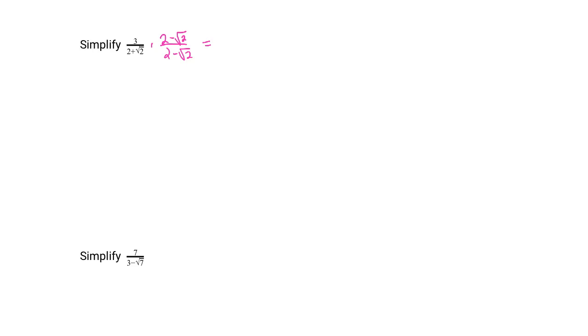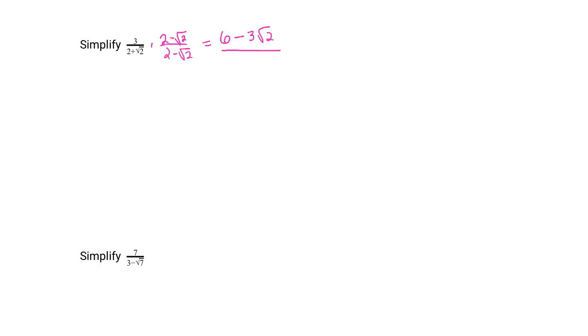Now we distribute. On the top, 3 times 2 is 6. 3 times negative square root of 2 is negative 3 square root of 2. I can't multiply 3 times the square root of 2 and put the 6 under the radical because 3 is an integer and 2 is not. They have to stay separate.